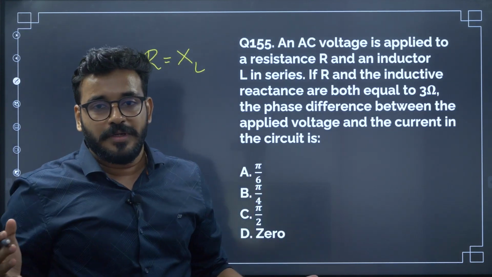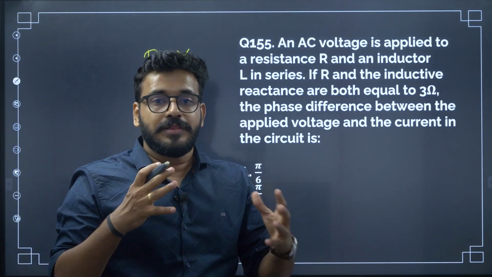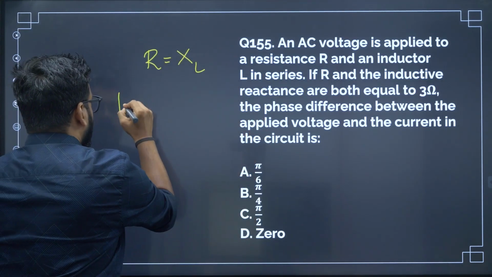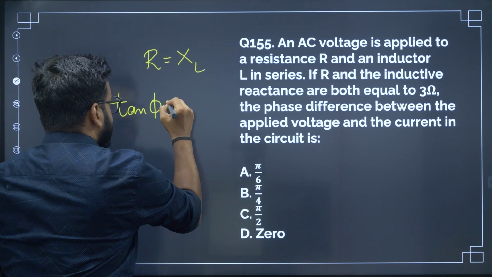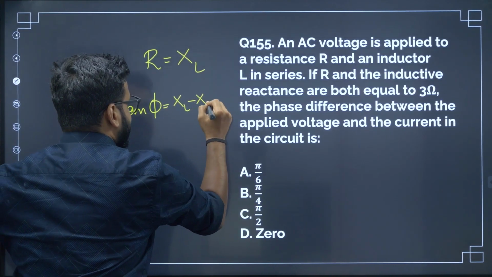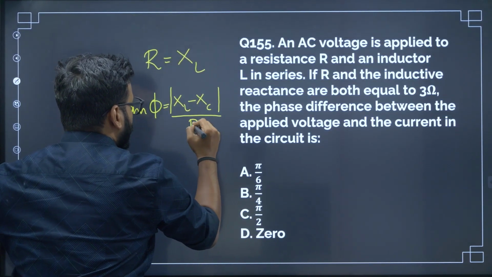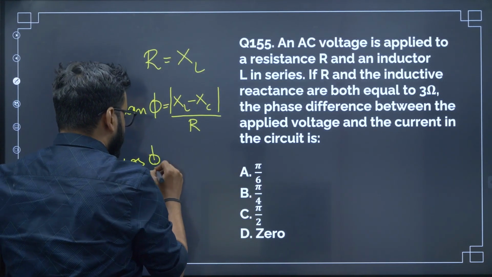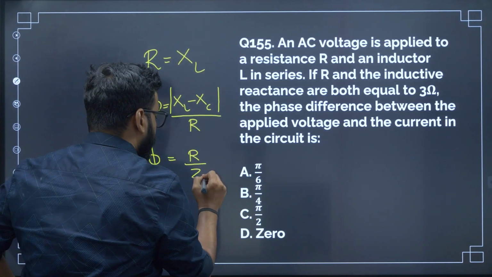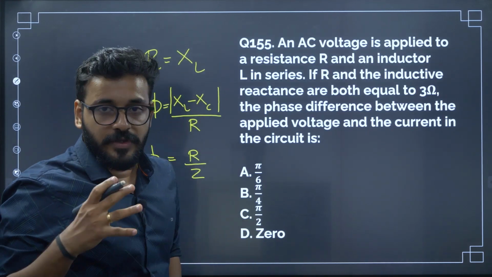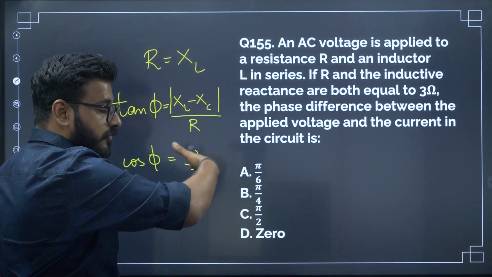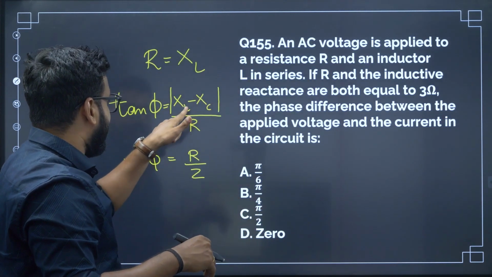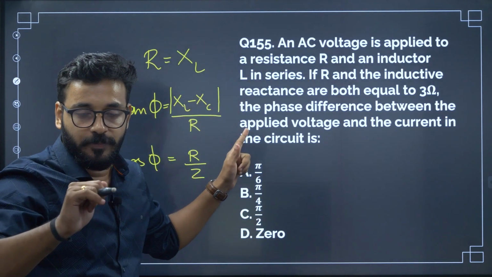Phase angle can be found out in several ways. First of all, where does the phase angle appear? First of all, tan phi. We all know the relation tan phi is equal to mod of XL minus XC by R. Whichever is greater, you can apply that. And cos phi also comes into the picture, where it is R by Z. All this we already know, so you can use either of them, any one is okay. And ultimately here, XC is not present, XC is absent.